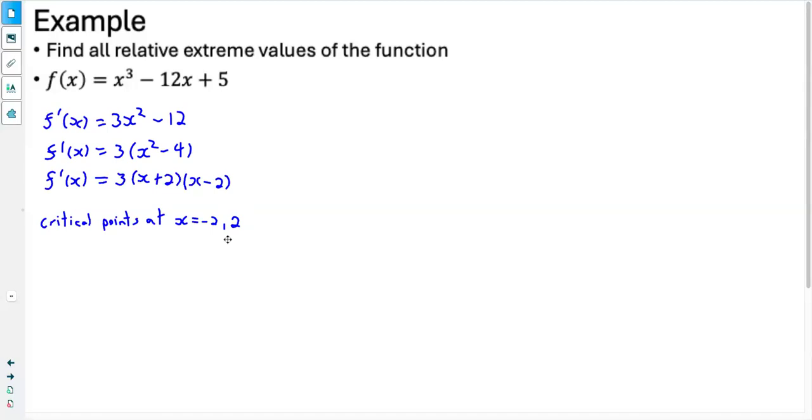Now next we will get our second derivative. So we've got f double prime, or our second derivative of x, is equal to our derivative of this. So this would be 6x. And derivative of negative 12 is just 0. So we've got f double prime of 6x. So at this point, we're going to find f double prime of negative 2 is equal to 6 times negative 2. So that gives us negative 12. So based off of this being negative, that means that this is going to be a relative maximum.